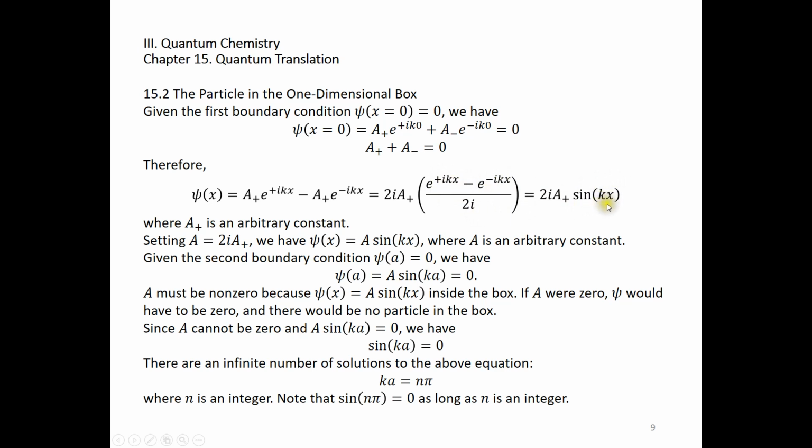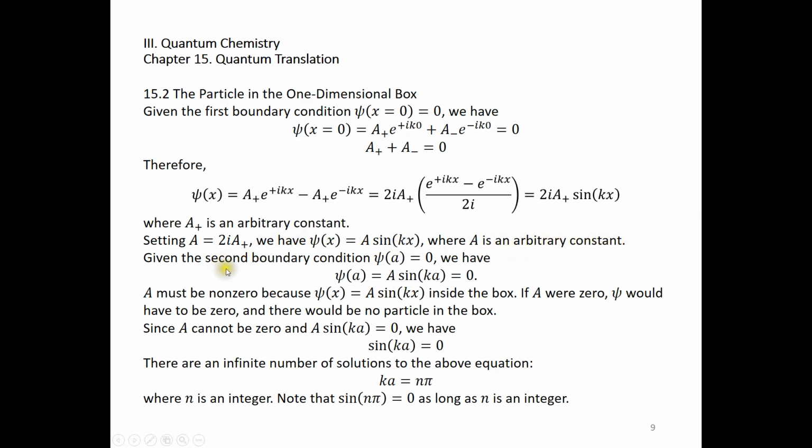So I'm just replacing theta with kx. So we have this equation. Again, A plus is simply an arbitrary constant, so we can simply set A to be 2 times A plus to simplify this expression. We have psi of x, the wave function of the particle in the box, to be A times sine kx. It just looks simpler, and A is also an arbitrary constant.